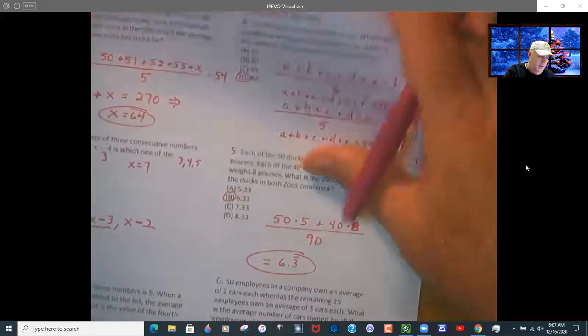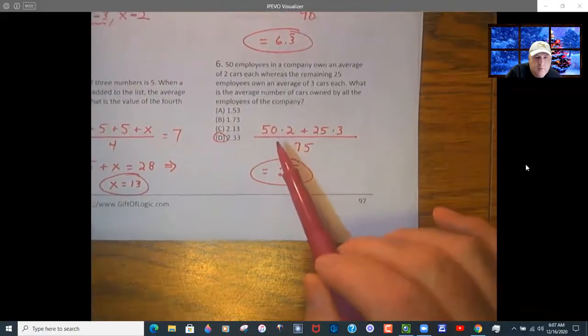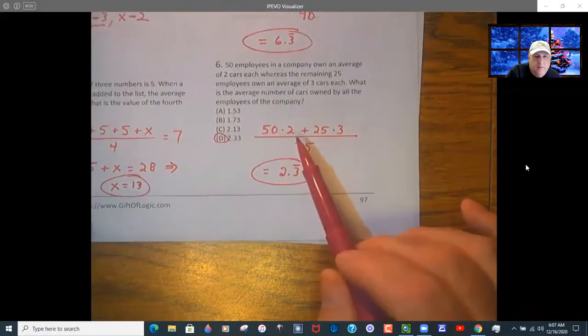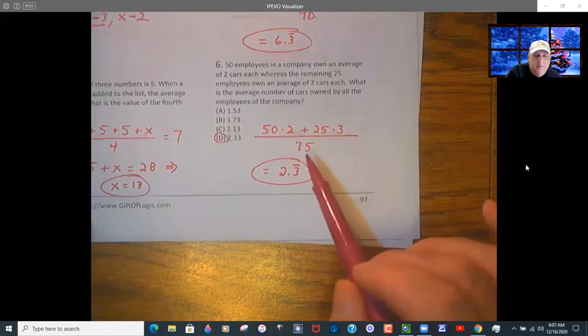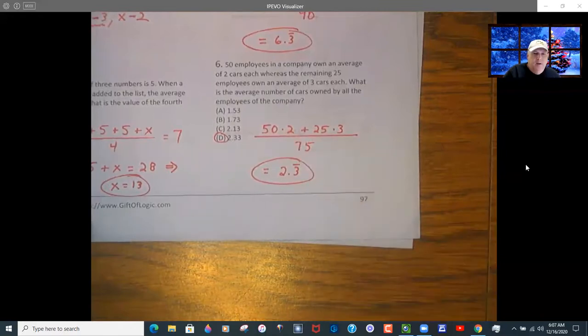Same thing here, frequency times weight plus frequency 2 times weight 2 over the sum of the frequencies. 2.3 repeating cars, average number of cars there.